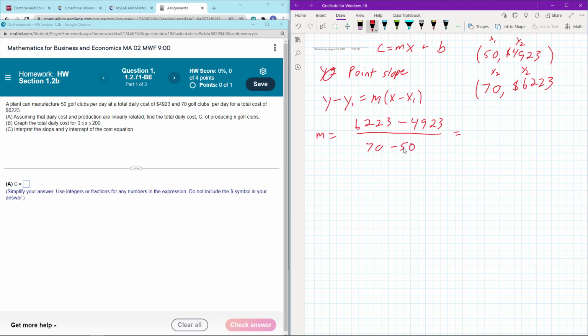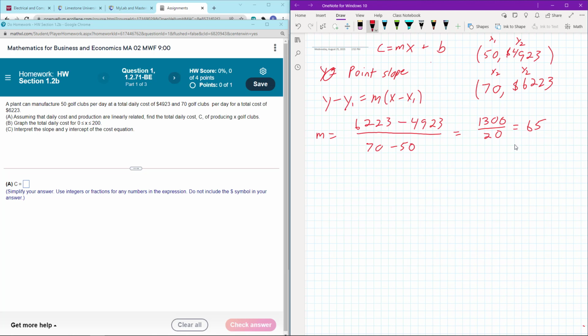Okay, cool. Well, 6,223 minus 4,923 is 1,300, my apologies, 1,300. Gave myself an extra 0 there. Divided by 70 minus 50, which is 20. And then if we do that calculation, we will have that m is equal to 65. We have a slope of 65.